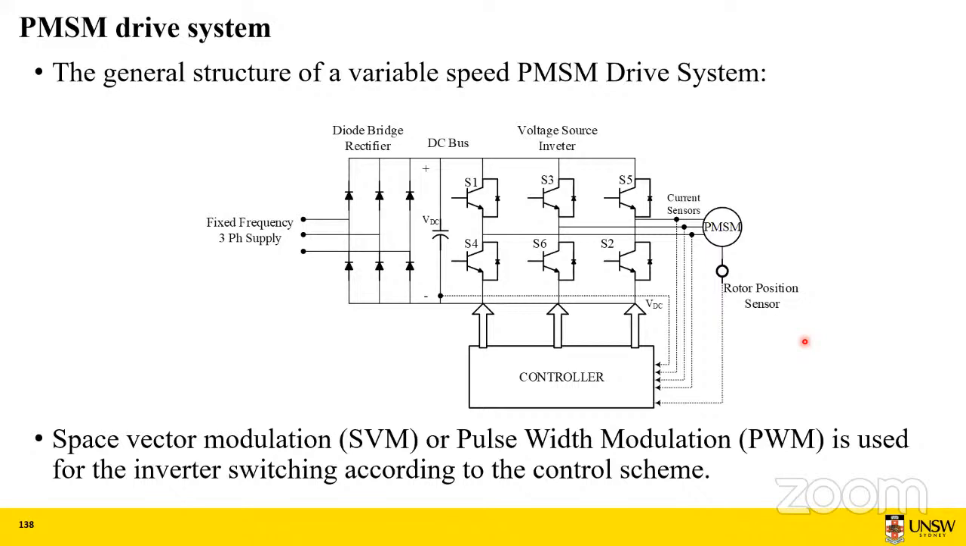So to understand control, let's look at how the PMSM is driven first. I mentioned in the beginning that PMSM actually cannot be driven by just connecting to a three-phase supply. You have to connect it through the controller or the inverter. So even if you have a three-phase AC supply, you have to rectify it and get a DC bus, and then the DC bus connects to an inverter, and the output of which is connected to the PMSM.